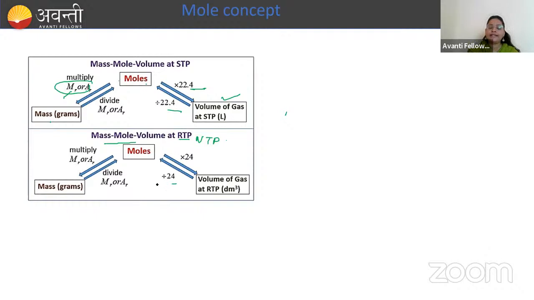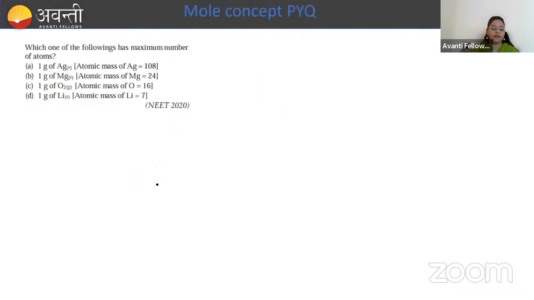So now let's understand this concept by solving certain PYQs, previous year questions. The first question is here, you can see: which one of the following will have the maximum number of atoms? You know that 1 mole of a given substance contains Avogadro's number of atoms.